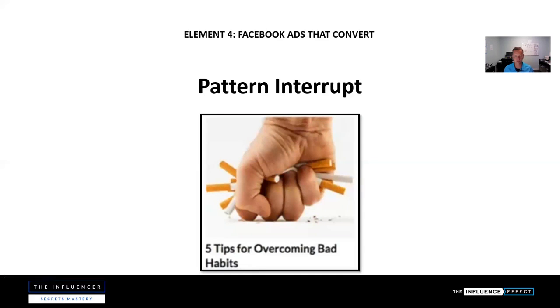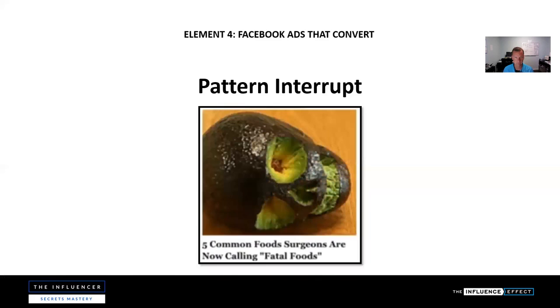Or this type of image, it's really tough. It's really hard. So obviously a fist, it's gripping something, and typically holding a cigarette, you don't hold it in this way, right? But it's just smashing them. And 5 tips for overcoming bad habits. I think this image is showing a level of strength. Obviously it's overcoming the cigarette, but this is a different type of image. You don't necessarily just see this type of thing on Facebook. So an image like this is going to create really good pattern interrupt.